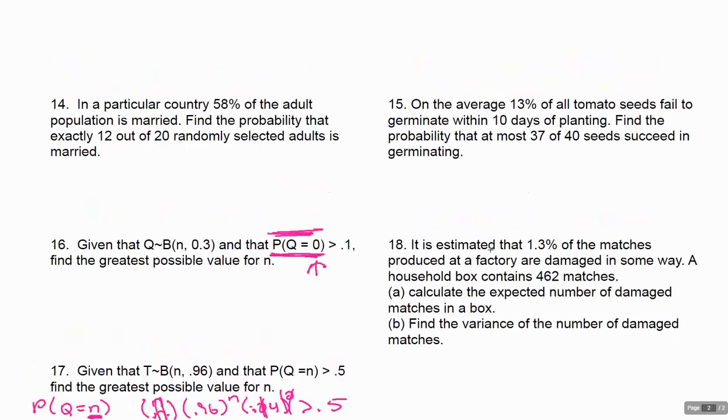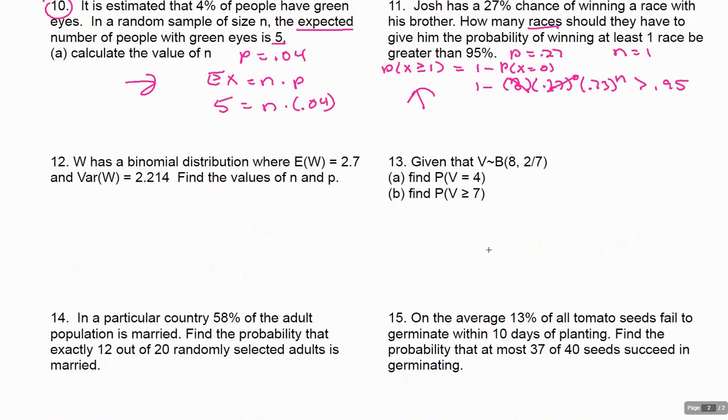What about 12 and 13? So here we've got the Binomial Distribution. They give us the expected value and they give us the variance. So think about this. How do I find expected value? N times P. And we know that 2.7 is equal to n times p, right? Now, tell me about the variance. How do I find the variance?